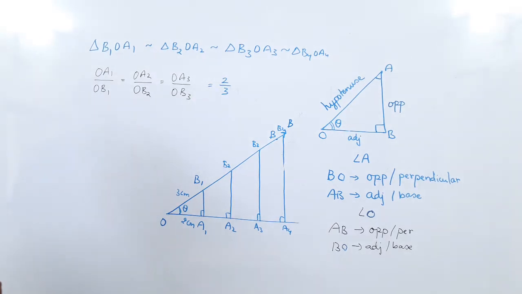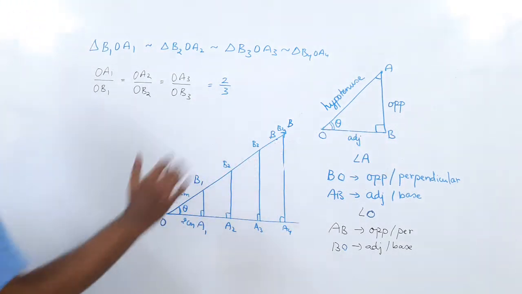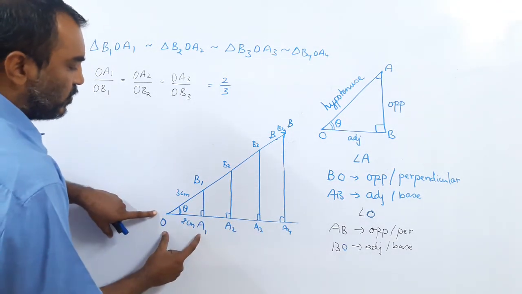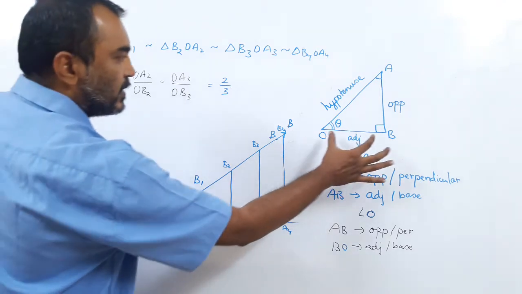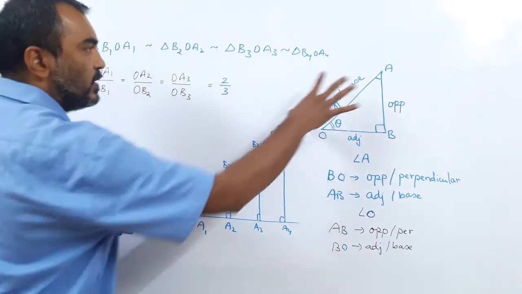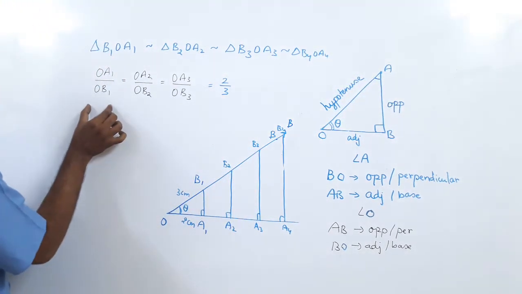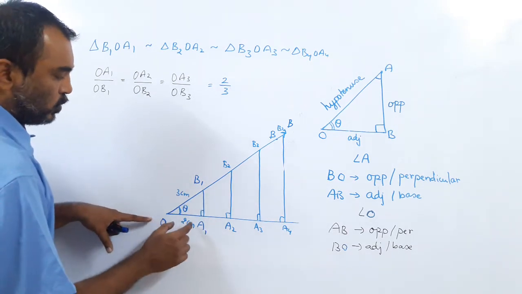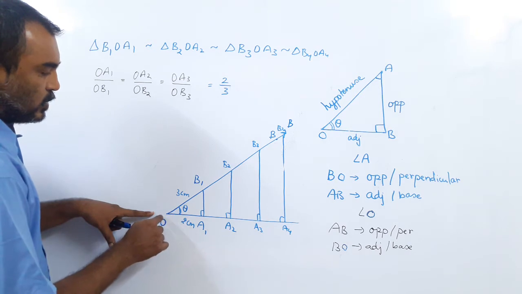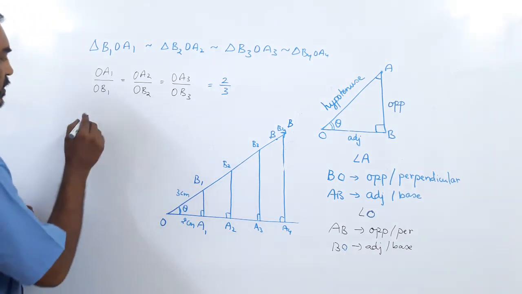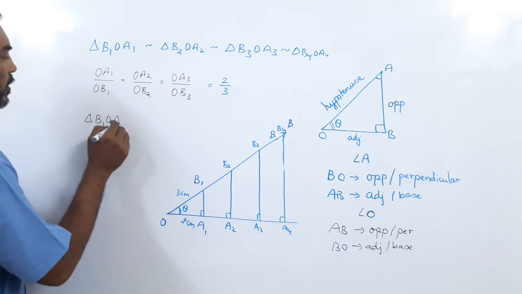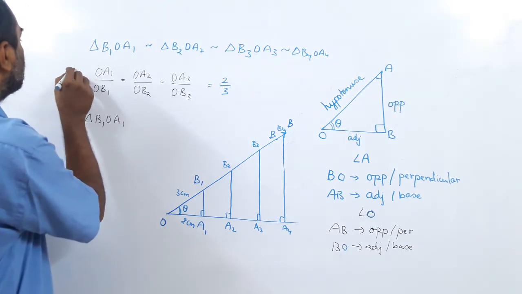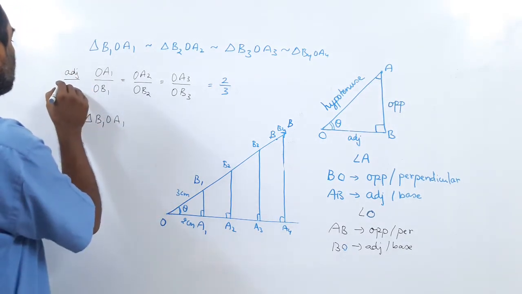Now, if you are clear till here, let us come back to this side. If I took this angle O as my angle, then OA1 is which side? OA1 is adjacent and OB1 is hypotenuse. So here I got adjacent upon hypotenuse. OA2 again, what is OA2? What you can see here is that this angle is fixed. When I take the first triangle, which is triangle B1OA1, OA1 is the adjacent, OB1 is the hypotenuse.